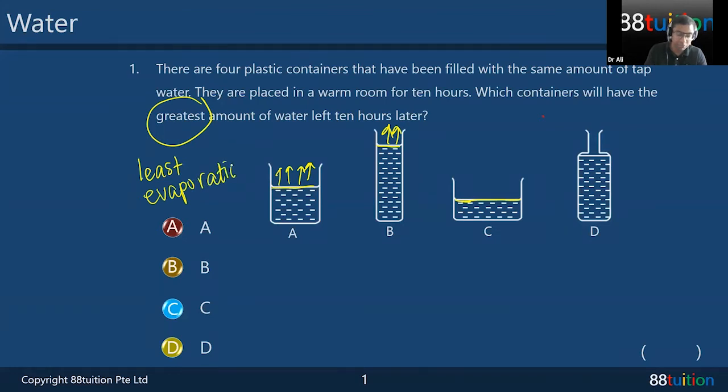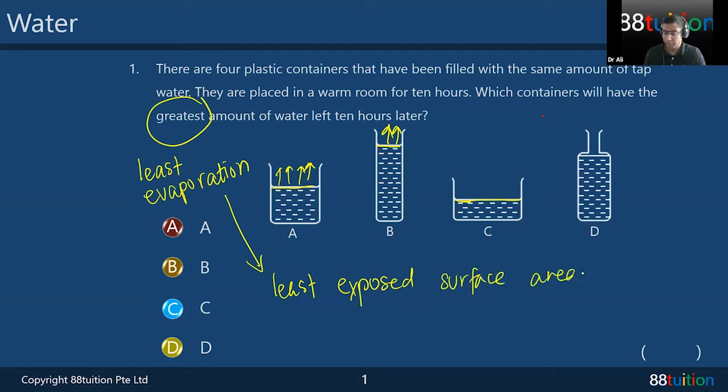Okay, least evaporation going on, which means it had the least exposed surface area. Okay, we need to use the word exposed because even though there's a surface area in D which is longer than in B, the exposed surface area can only have 1 arrow, whereas B can at least have 2 arrows or even 3. I can squeeze in 1 more. So can you see between B and D, the exposed surface area is the least in B. Can you see the difference?